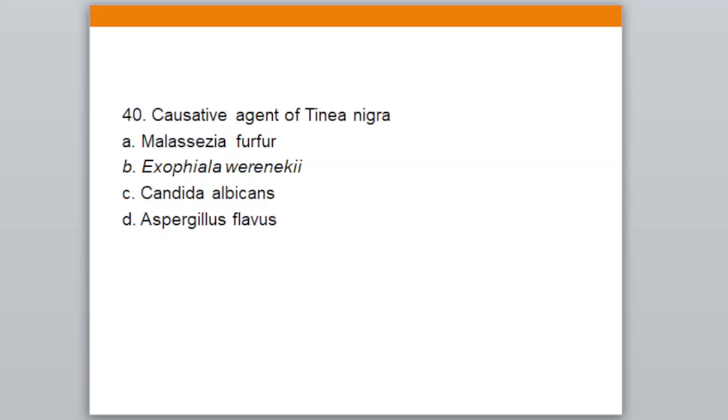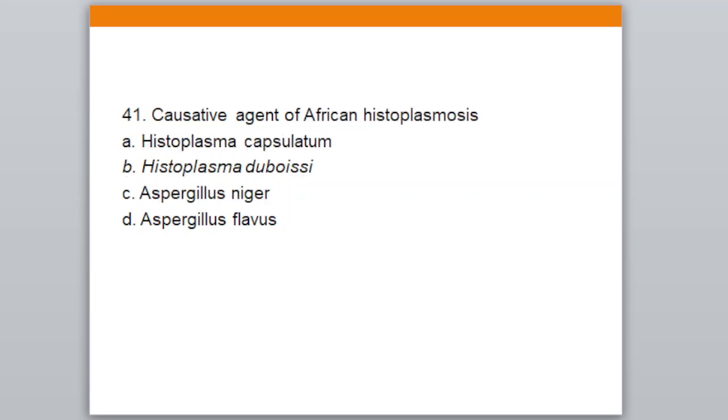Question number 40. The causative agent of Tinea nigra is A. Malassezia furfur, B. Exophiala werneckii, C. Candida albicans, D. Aspergillus flavus. Your correct answer is option B, Exophiala werneckii.